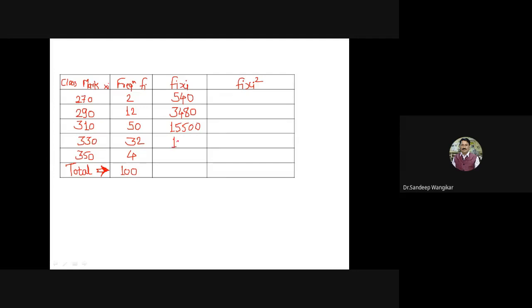10560. And then next, 350 into 4. Again, no calculator required here. 1400. Go for addition of this. I will call it summation fi xi. So I will write it down here only in small, summation fi xi, so that I can substitute in the formula directly.